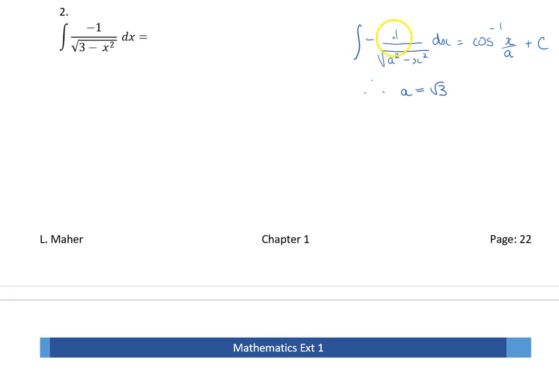So we've got our integral, negative, this format goes to cos inverse x on a. When we take a closer look, we've got 3 as a squared. That means a is root 3. Just be careful of that. a, in this case, is root 3. But then we just sub that in as cos inverse x on root 3 plus the constant.